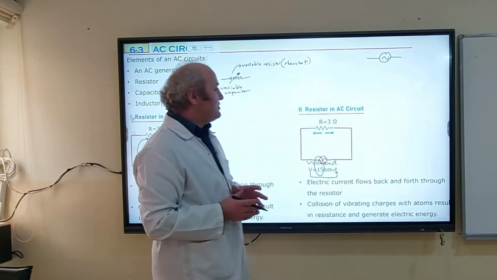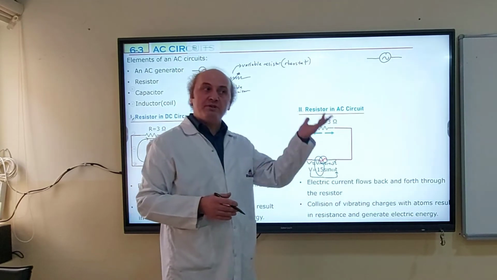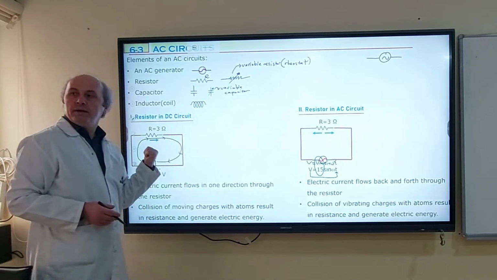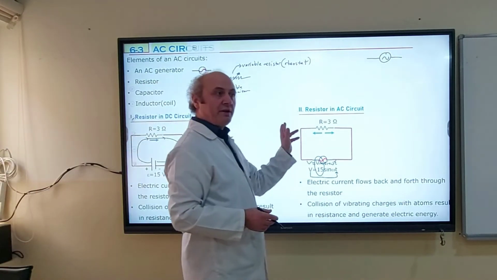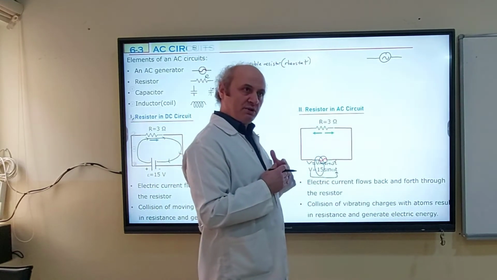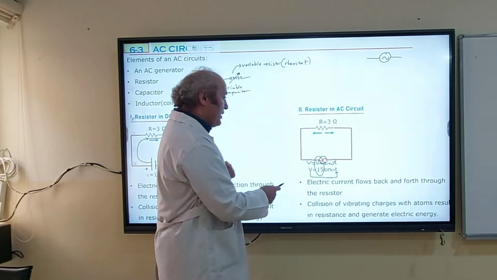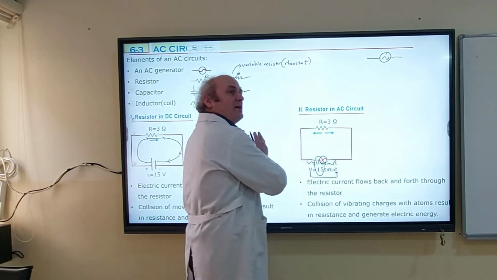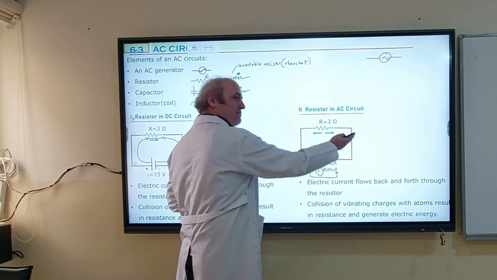Another difference of the AC circuit is that in an AC circuit, electric current becomes one positive, one negative. But in DC, it is always positive. So this one positive, one negative tells you that electrons are moving, if it is positive, to the right, and when it becomes negative, to the left. So electric current flows back and forth through the resistor. They are not one directional. Right, positive, left, negative.